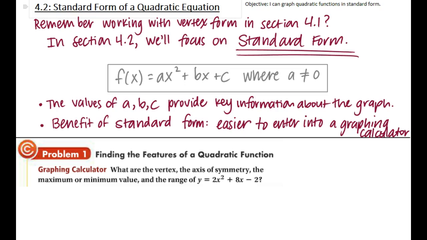And let me remind you of that equation. It is f of x equals ax squared plus bx plus c, where a cannot equal 0. Remember, if a equals 0, then that cancels out the x squared term and it just changes into a linear function, which is quite different than quadratic functions. The values of a, b, and c provide key information about the graph. We will be learning about those key pieces of information later. And the benefit of standard form is that it's easier to enter into a graphing calculator than vertex form.